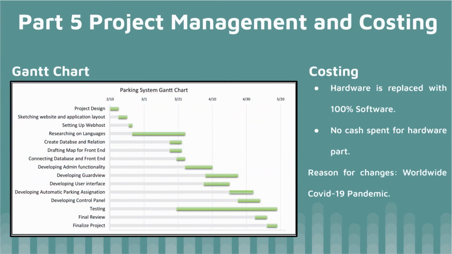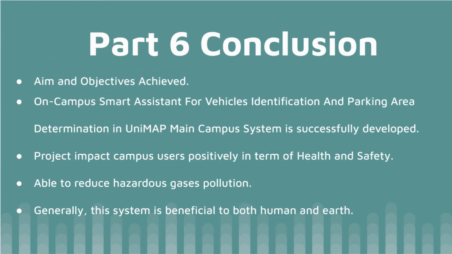This is the project management and costing. As we can see, the hardware is replaced with 100% software base. Means there's no cash spent on hardware. We can conclude that the aim and objectives in this project were achieved as all the features had been successfully developed. The project is able to maintain campus user health and safety. In other words, this system is beneficial to both human and the earth.